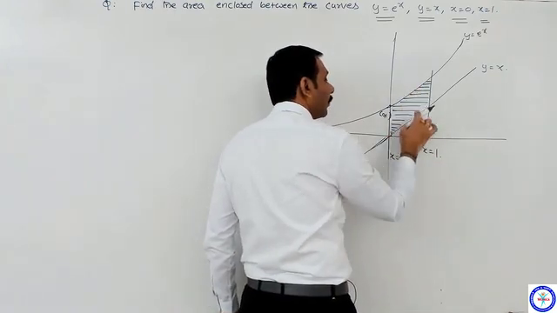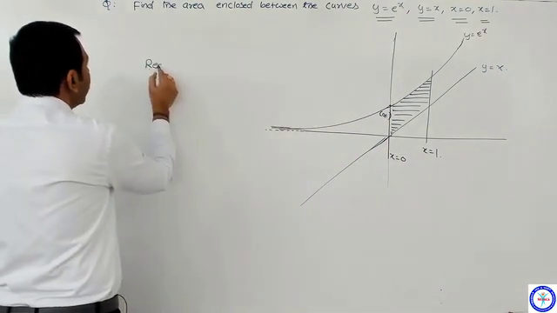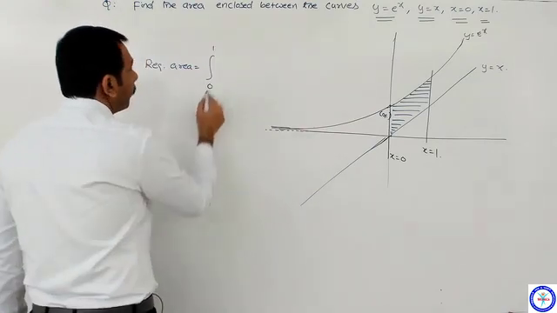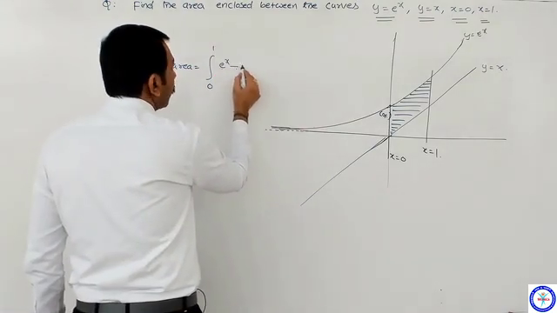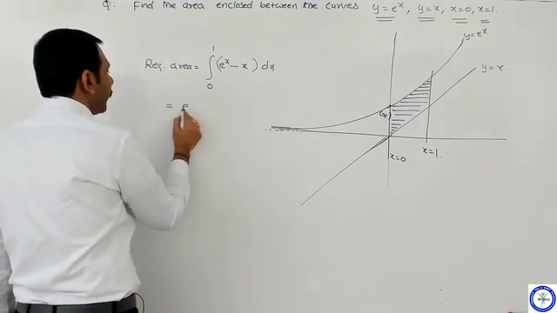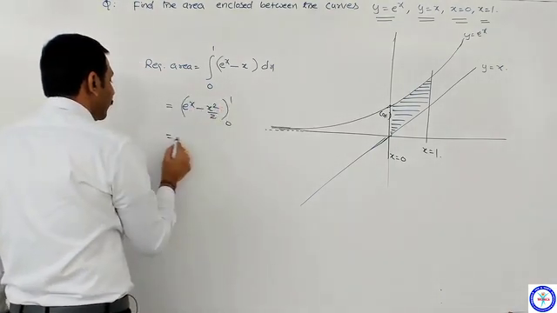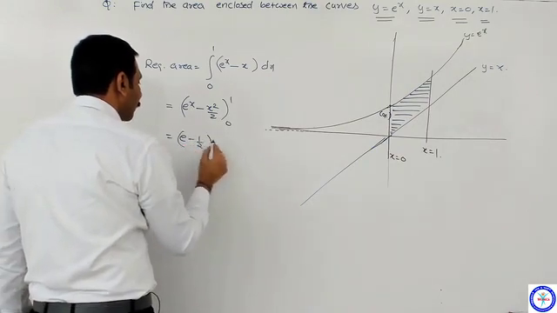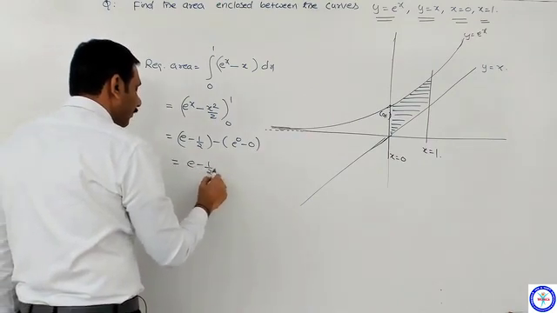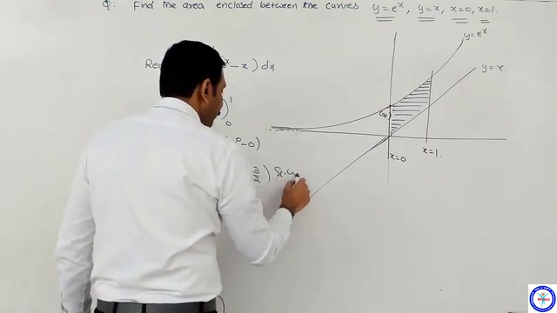Integral 0 to 1 upper curve minus lower curve. So many problems we did. Therefore, required area is integral 0 to 1 upper curve e power x minus lower curve, y equal to x, dx. Integration of e power x minus x square by 2, limits 0 to 1. It is e minus 1 by 2 minus of e power 0 minus 0. It is e minus half minus 1, e minus 3 by 2 square units will be the answer.